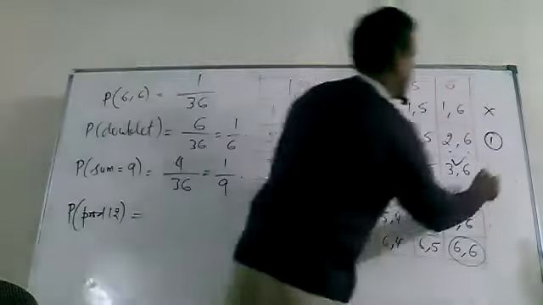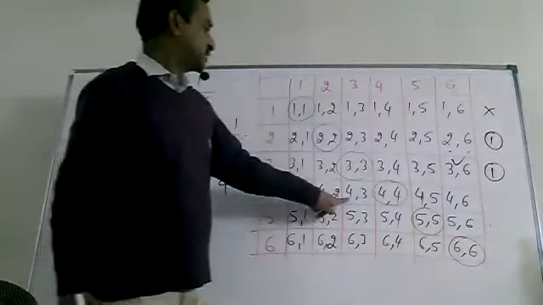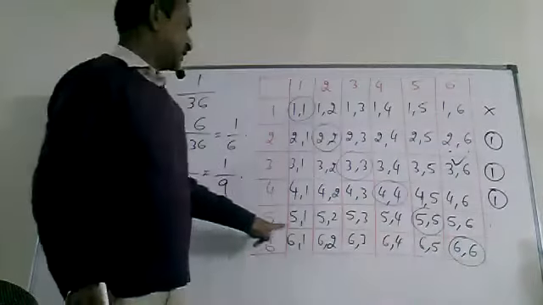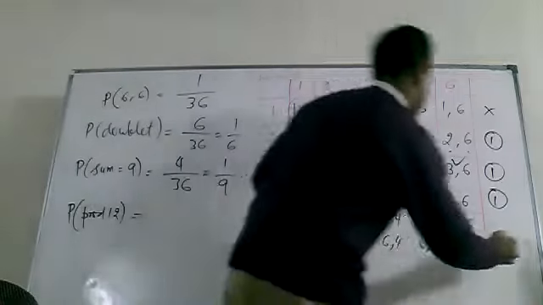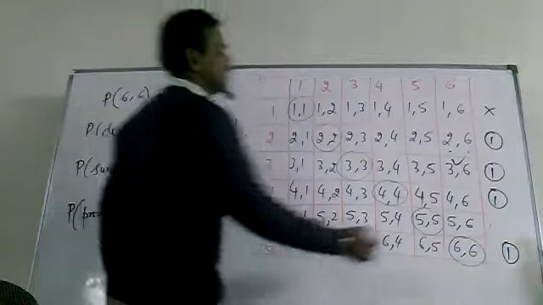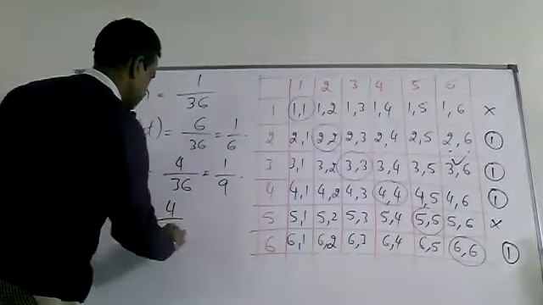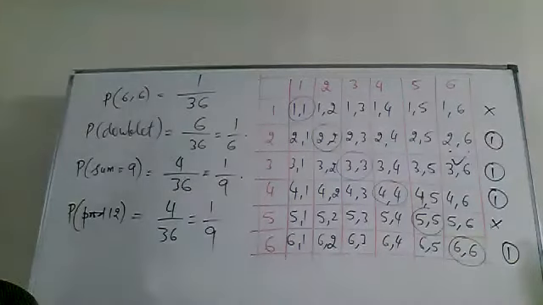3 and 4 is 12, again one case. In this one, 4 and 3 make 12. In this case, 12 is not there. And in the last one, 6 and 2 make 12. So there are a total of 4 cases out of 36 wherein the product is 12. So the probability of product 12 is 1 by 9.